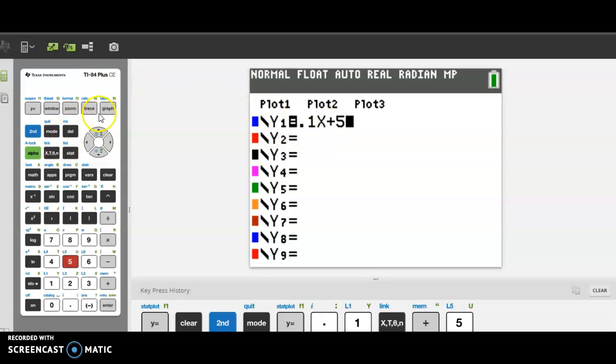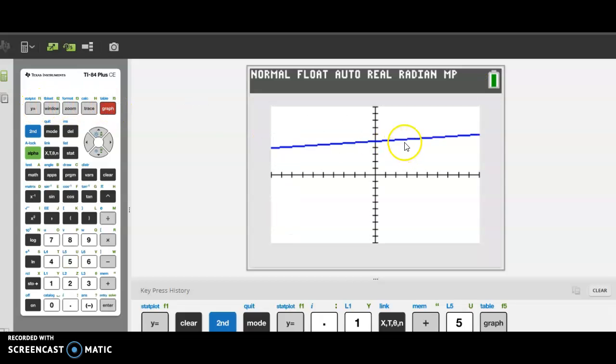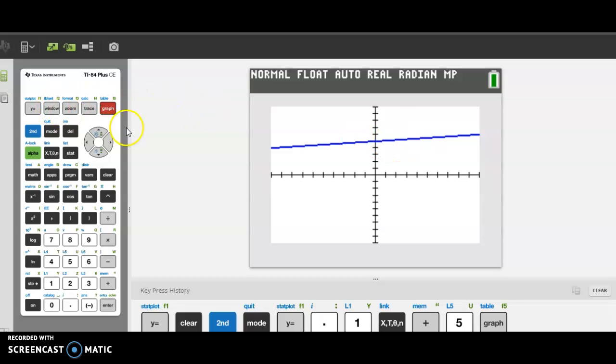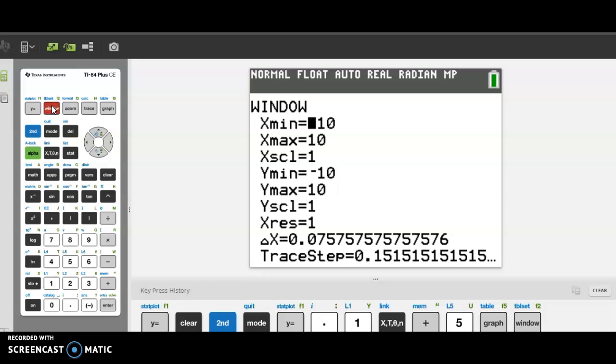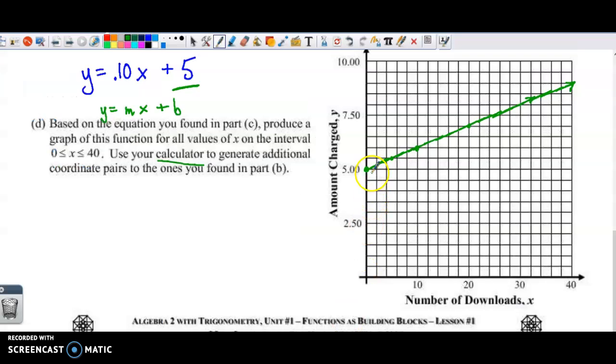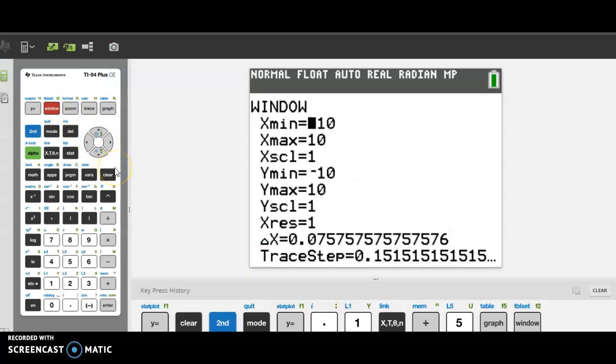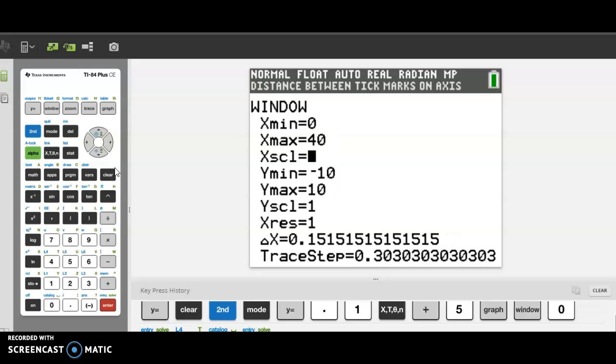And one thing to point out is when I go to my graph, some people might have some different viewing windows. And if you ever want to change the window that you see, it's going to be the window button. So if you want to change it the way it looks like on our problem, going from 0 to 40 on the x-axis and then 0 to 10 on the y-axis, we can change that. So 0 to 40 on the x-axis. And you don't have to count by ones. This one can let you count by twos or something else.